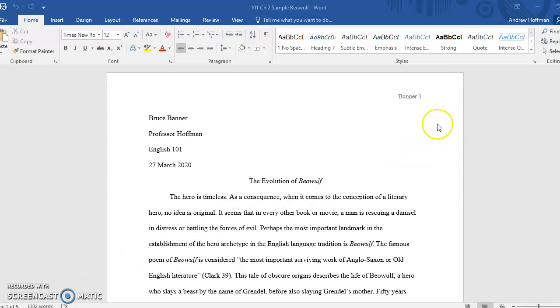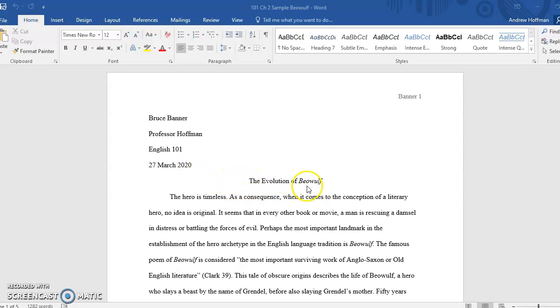So, some technical things, of course. We have the last name and page number in the upper right-hand corner. We have the name block, Bruce Banner, Professor Hoffman, English 101, the date in which it was done, right around the time we all left for COVID.